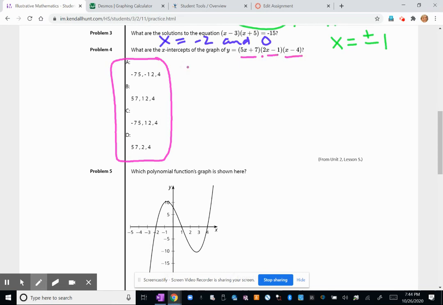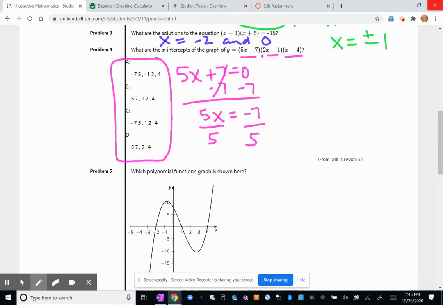So 5x plus 7 equals 0. I'll solve that by first subtracting the 7 from both sides. So that's 0 there. 5x equals negative 7. And dividing both sides by 5, x equals negative 7/5. So that's one solution, or one of the x-intercepts, I should say.